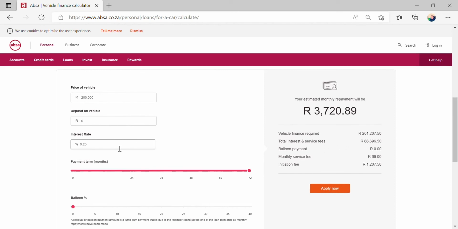Now coming to the last part of the video, the interest rate. So obviously, with lower interest rate, you will pay less interest. But then with higher interest rate, you will pay higher interest. I hope I was able to shed some light to you.